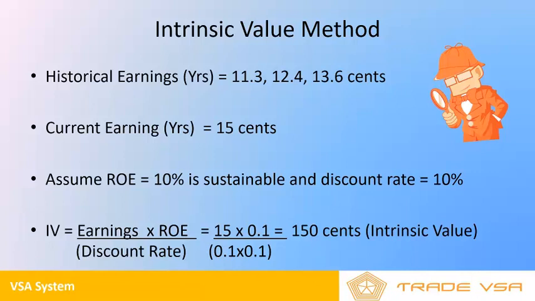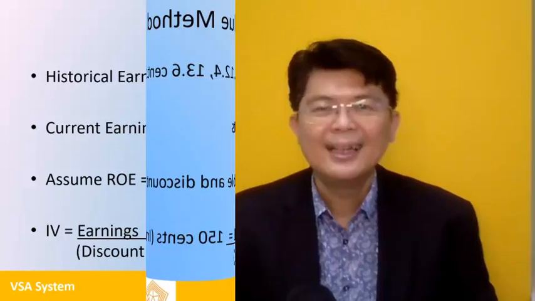Using that formula, intrinsic value is equal to earnings times ROE divided by the discount rate squared. So 15 times 0.1 divided by 0.1 divided by 0.1 will give you 150 cents. That will be the intrinsic value of these shares, which means about 1 ringgit 50 cents, or $1.50 here. So if a company is currently earning 15 cents, has an ROE of 10% and the discount rate is 10%, that calculates to an intrinsic value of $1.50. There you have it.